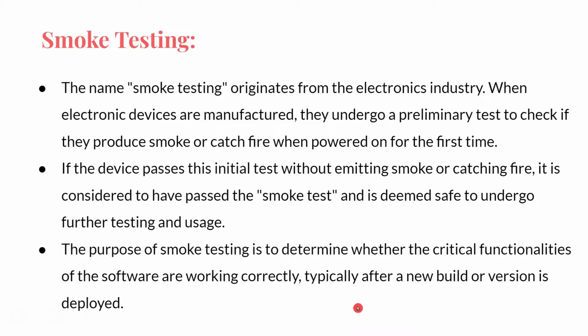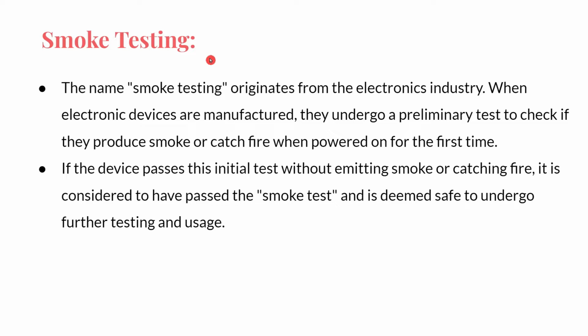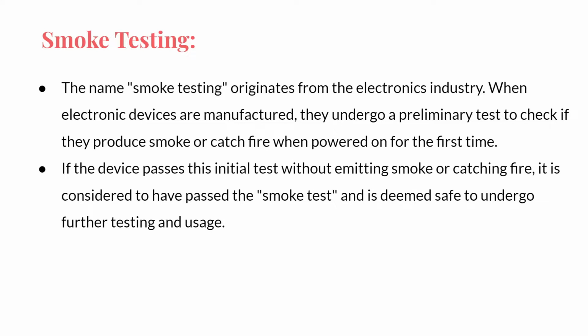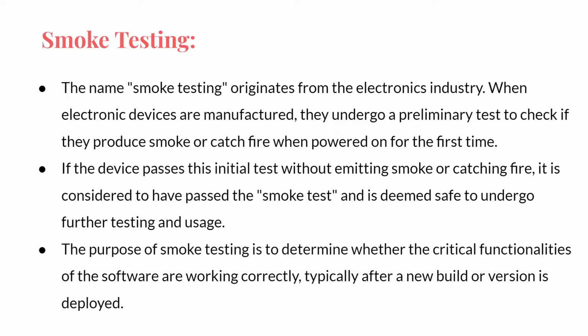Getting it? All right. So now we got familiar with smoke testing, and prior to that we got familiar with exploratory testing. Exploratory testing is a manual testing. Smoke testing is checking the major parts of the software, critical functions. Okay, this is important. All right, let's move on to our next testing term, which is called regression testing.